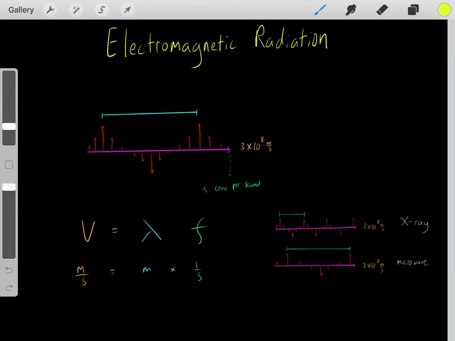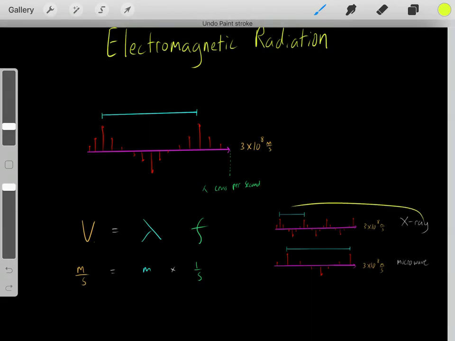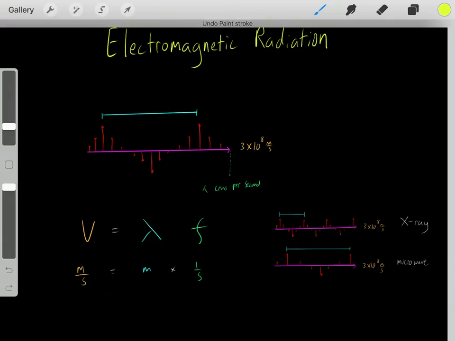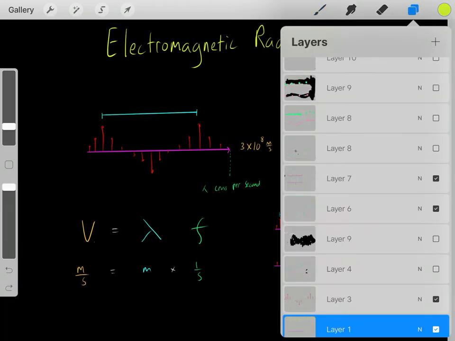And so what determines why this is called an X-ray and why this is called a microwave? Well, there's a spectrum of different types of electromagnetic radiation, and it's the wavelength that determines what kind of electromagnetic radiation you are. If your wavelength is in a certain category, it's an X-ray. However, if we have another type of electromagnetic radiation with a different wavelength, then this would be a microwave. So what exactly do I mean? Well, here's the spectrum.